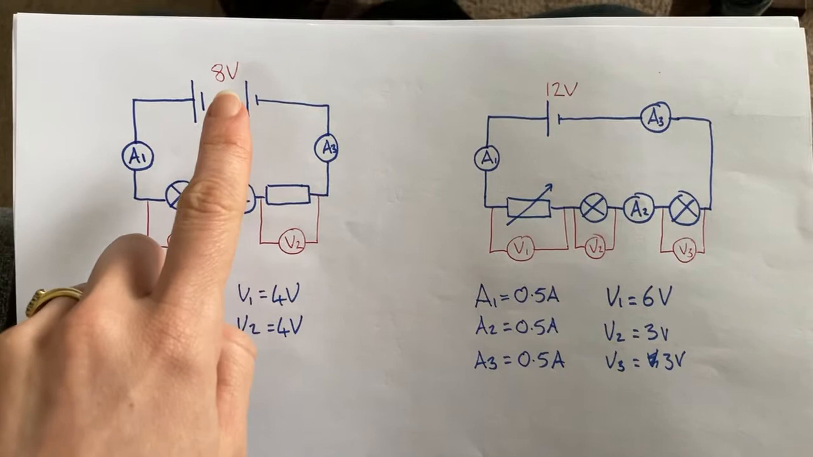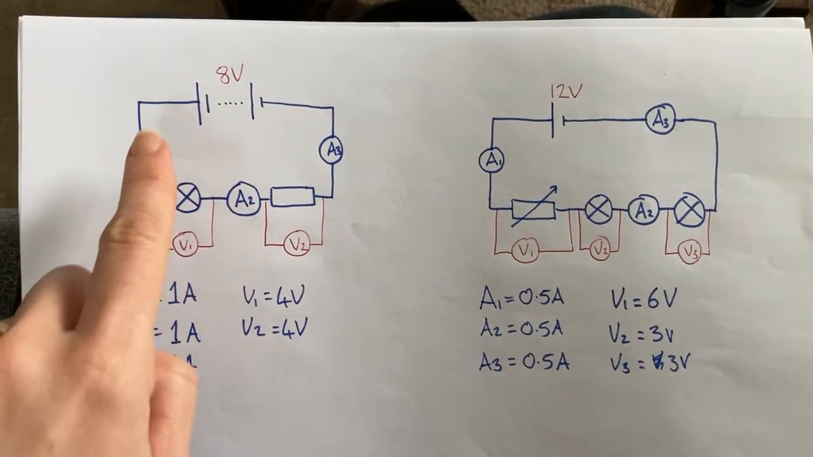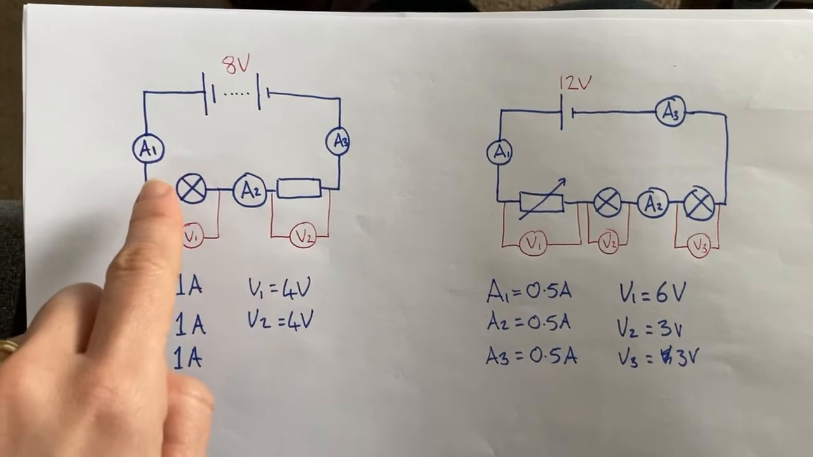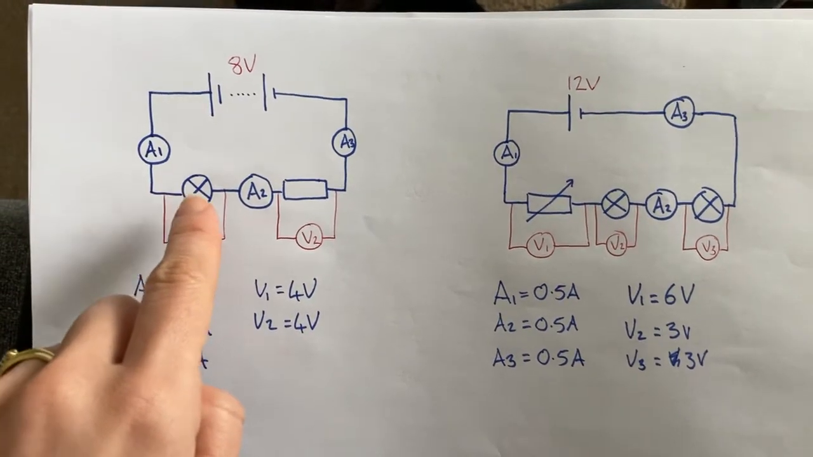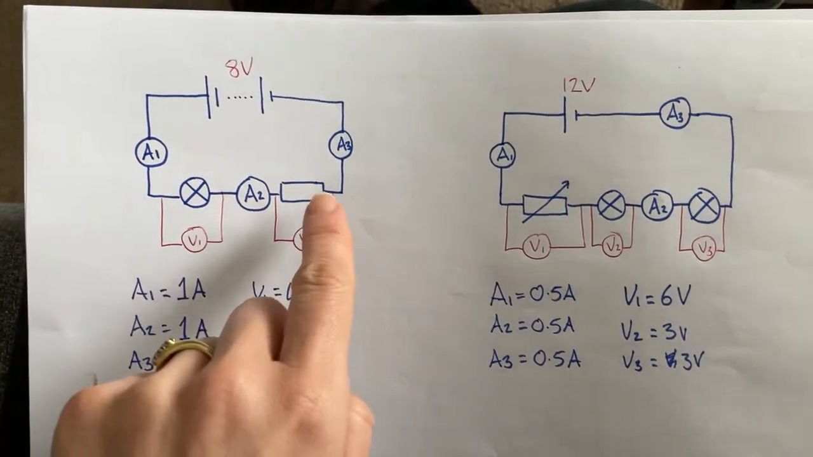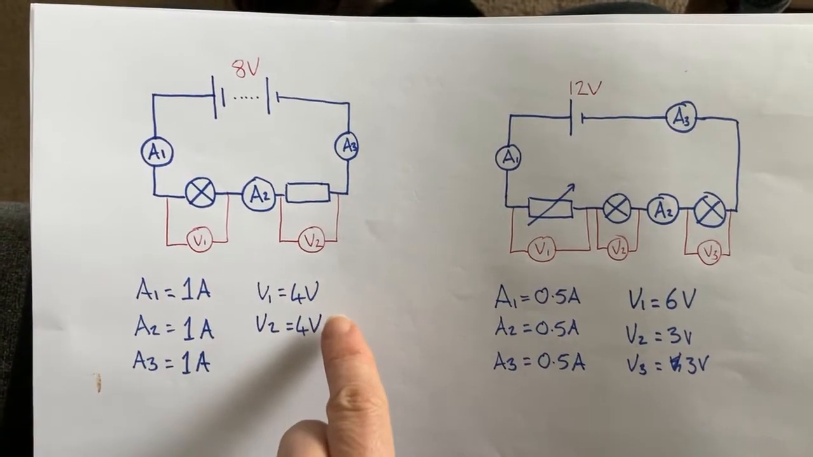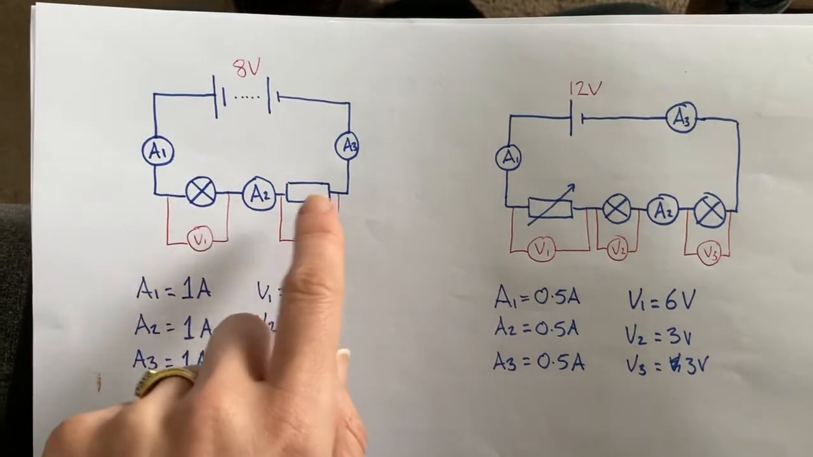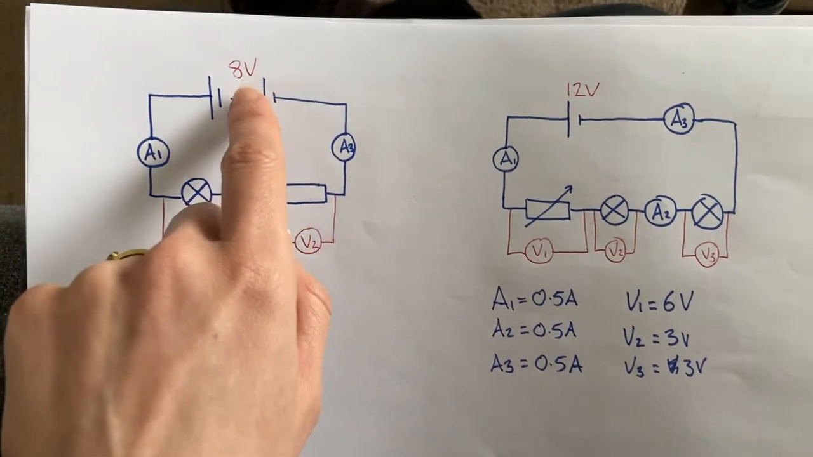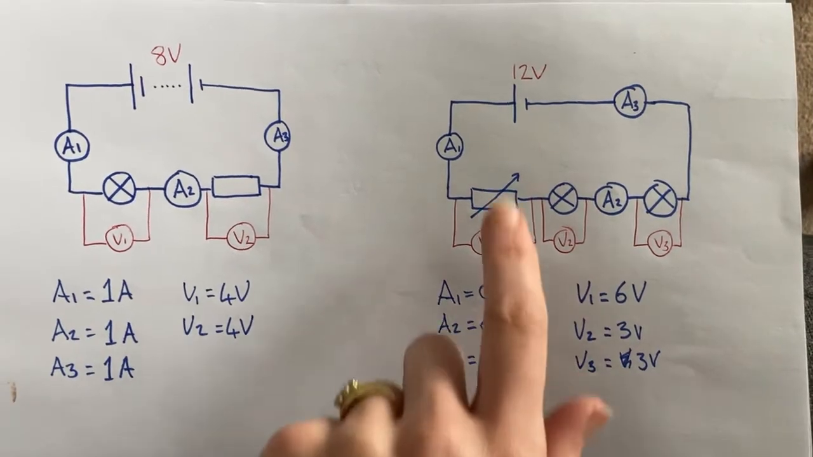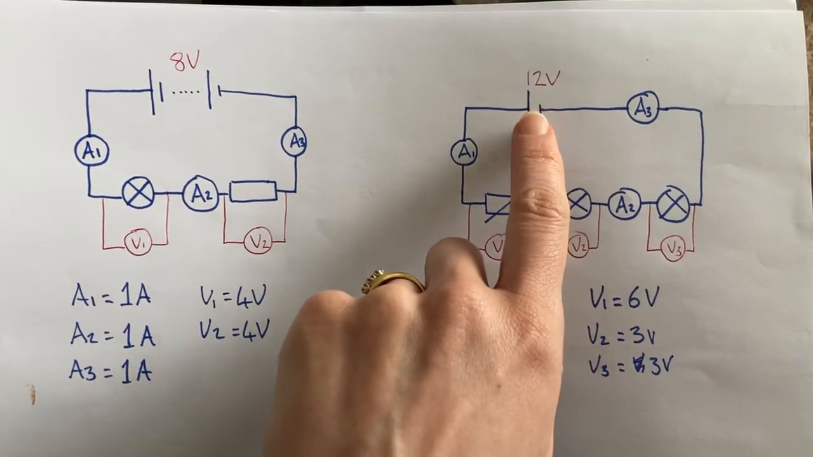That 8 volts has then got to be shared between all the components in the circuit, ignoring the ammeters because they don't count. So in this case, it's been shared between a lamp and a resistor. And so each one is going to get 4 volts each in this particular example. So what you've got here and here add up to what you've got up here. Okay. And in this example here, about 12 volts from our cell.